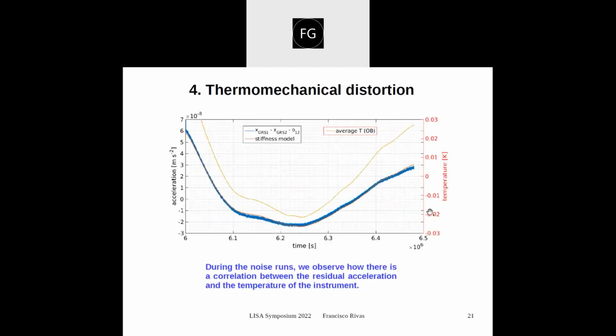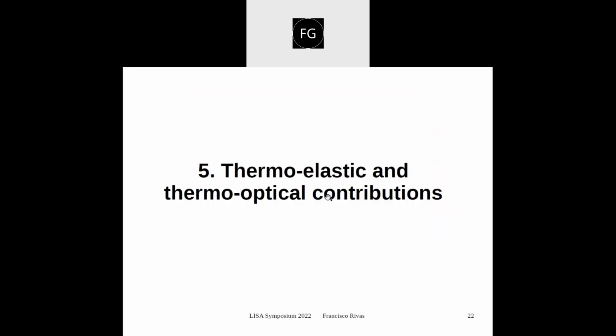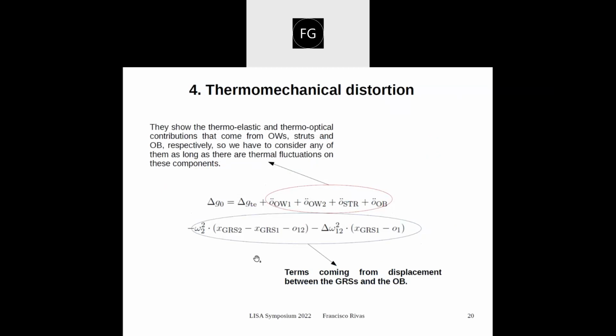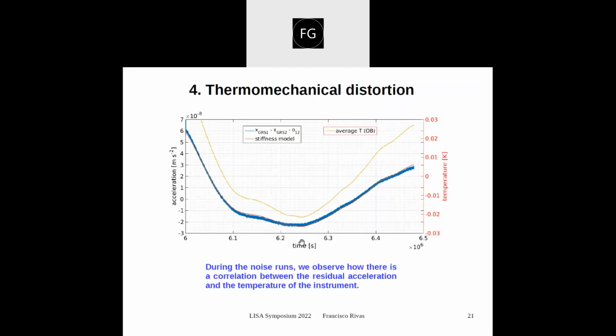In this slide, we can see how the signal measured for this term during one of the noise runs we carried out during the mission shows a great dependence on temperature. As you can see here, the temperature measured, for example, with the thermal sensors located on the optical bench where we have a laser system, and you can see how we can fit very well these contributions you have here in the previous slide, showing a good correlation with temperature.